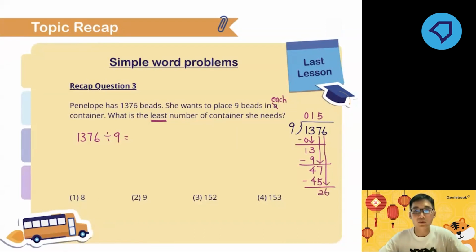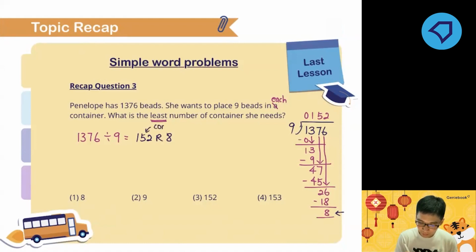So once again, what's the closest multiple of 9 here to 26? Right, so 9 times 2 is 18. And there is a remainder. Right, but let's put down the answer first. We have 152, right? Remainder, this is your remainder, 8. Now, 152 here stands for containers. But what about the 8? Does it also stand for the number of containers? Imagine if I didn't give you options, right? Some of you probably will take 152 plus 8 and say that the answer is 160. The 8 here stands for the remaining bits.